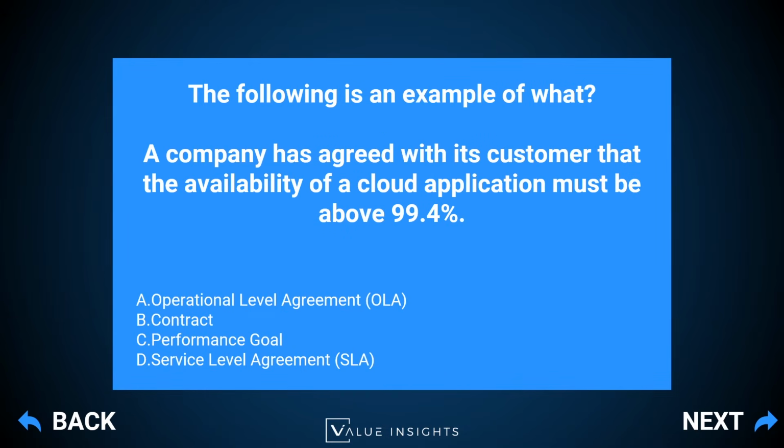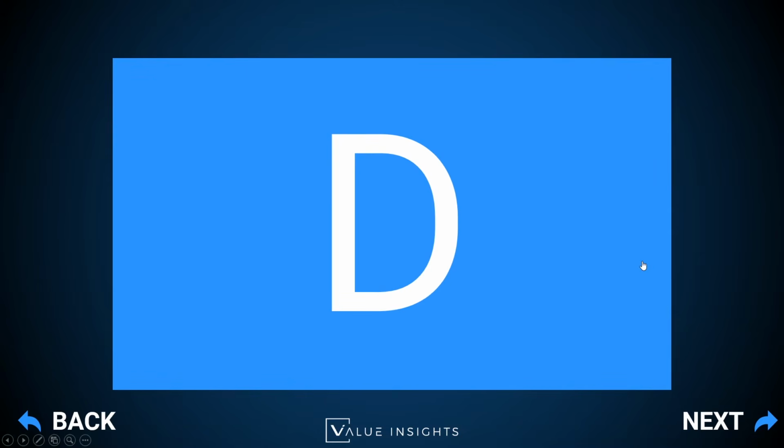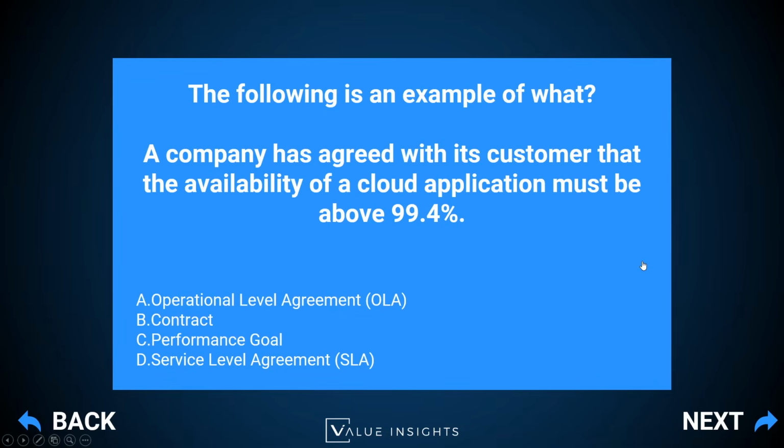Question number 2. The following is an example of what? A company has agreed with its customers that the availability of a cloud application must be above 99.4%. Let's pause the video again and I'll tell you the answer in a minute. The correct answer for this one is D. It's a service level agreement, because it says a company has agreed with its customer, okay?